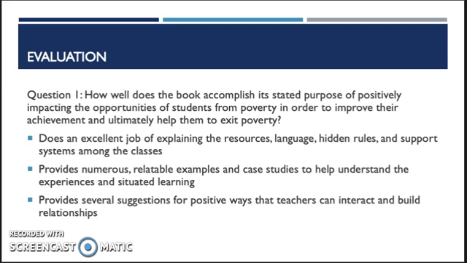The book does an excellent job of explaining the resources, or lack thereof, language, hidden rules, and systems of support among the 3 classes of poverty, middle class, and wealth. These explanations help the reader, who's most likely from middle class, understand the systems at work in generational poverty.